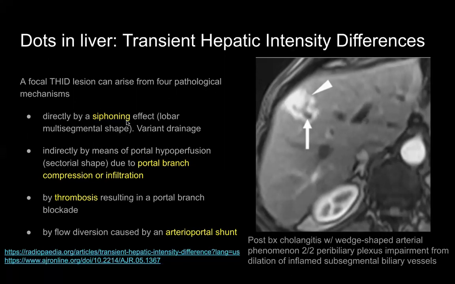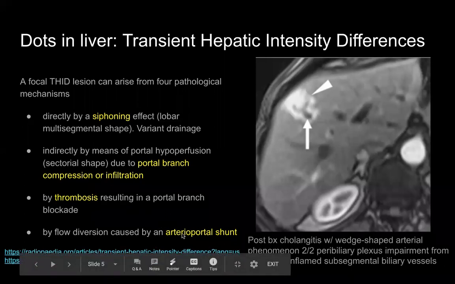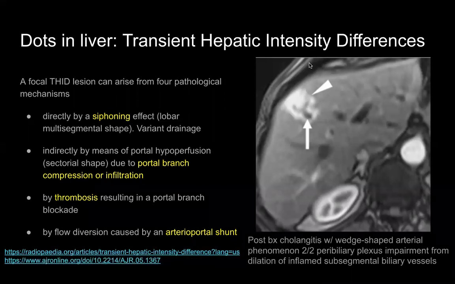One is siphoning, for example, if you have a variant drainage. Other causes are portal branch compression or infiltration, thrombus or obstruction, and then you can have flow diversion from arterial portal venous shunting. So there are different causes that lead to these transient hepatic intensity differences, and these are all perfusional, right?